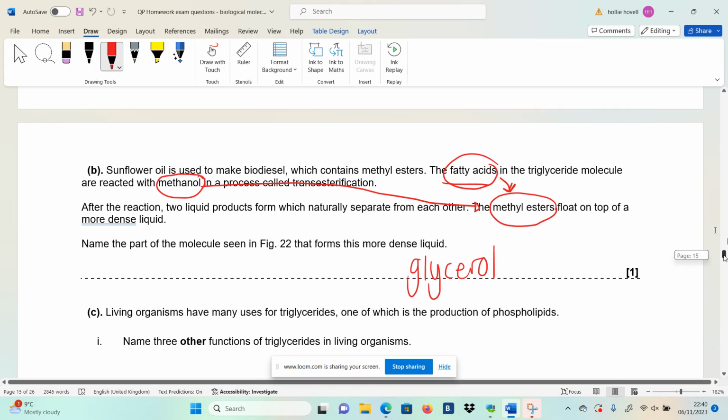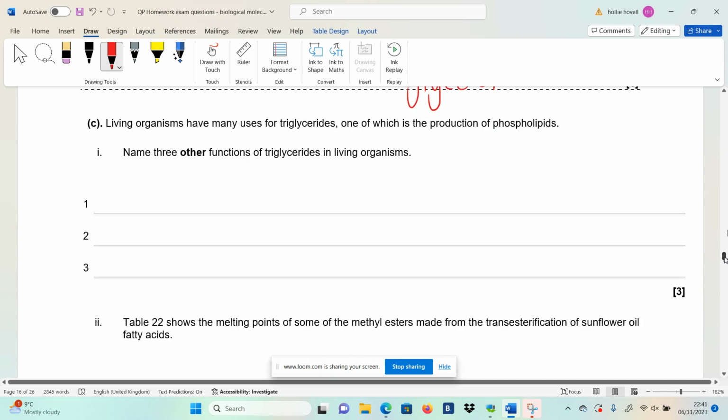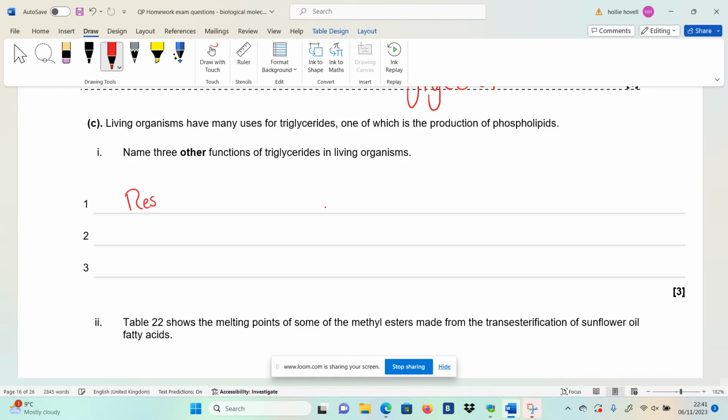Okay. Part C, living organisms have many uses for triglycerides, one of which is the production of phospholipids. Name three other functions of triglycerides in living organisms. So you really need to just learn the list of these. So there's lots of things you can say. You can call it a respiratory substrate. That's just a fancy word for saying it can be used in respiration. And that would be obviously to get energy. That's like for energy as an immediate source.